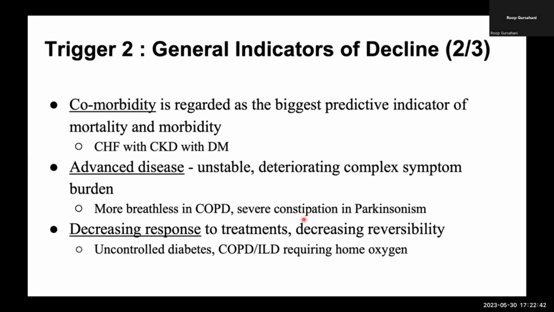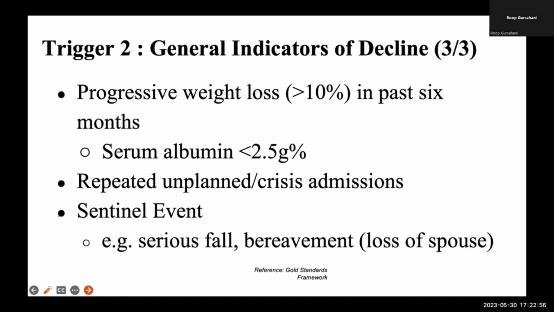And it's a marker. Decreasing response to treatments, when diabetes is out of control, and you would see this a little further ahead, or when, say, for instance, lung disease starts requiring home oxygen. There are numbers that we can follow. So weight loss greater than 10%, but I often follow this: once the serum albumin drops below 2.5, and this is when patients start to get edematous and so on. Or when they have repeated unplanned or crisis admissions.